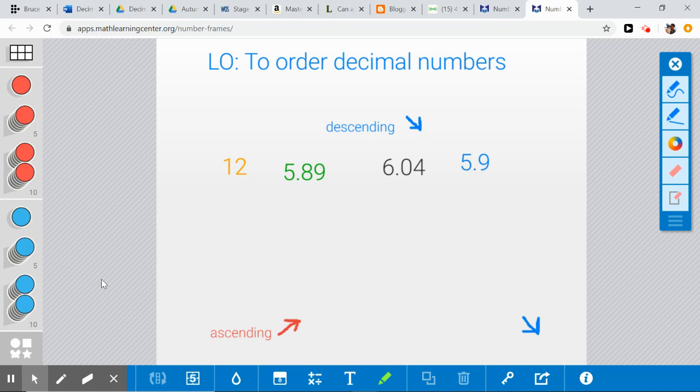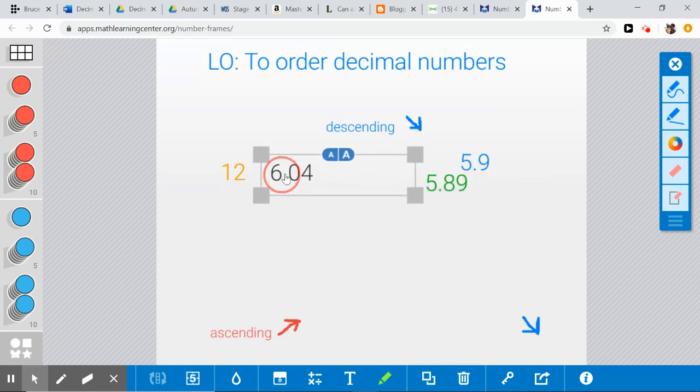So descending order means decreasing in value. So we'll start with the largest number. So no tens, no tens, no tens. Well, this has got 1 ten, so that's in the right place. 12 is the largest number. So the next largest number, this has got 5 ones, it's got 6 ones, this has got 5 ones. 6 ones is always going to be bigger than 5 ones. So there we go.